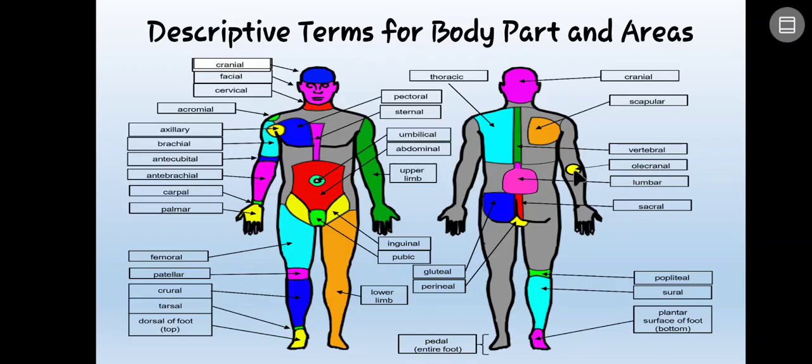This is the olecranal region here. Olecranal region. Vertebral region here, the vertebral region. Okay, the cranial region, the head. The cranial region. The scapular region. This is the scapula.